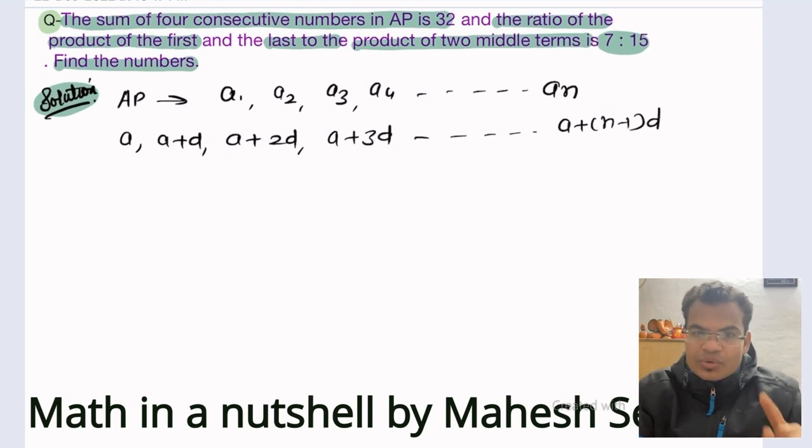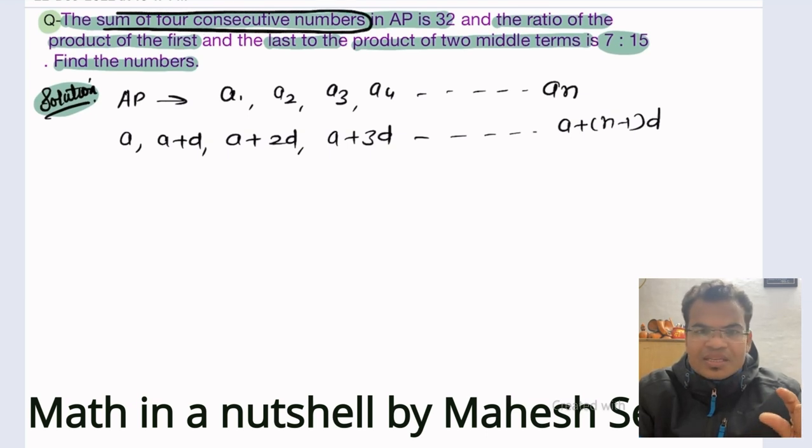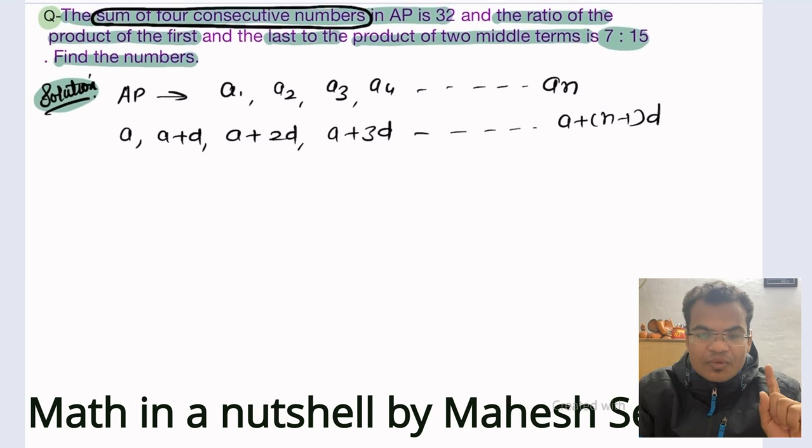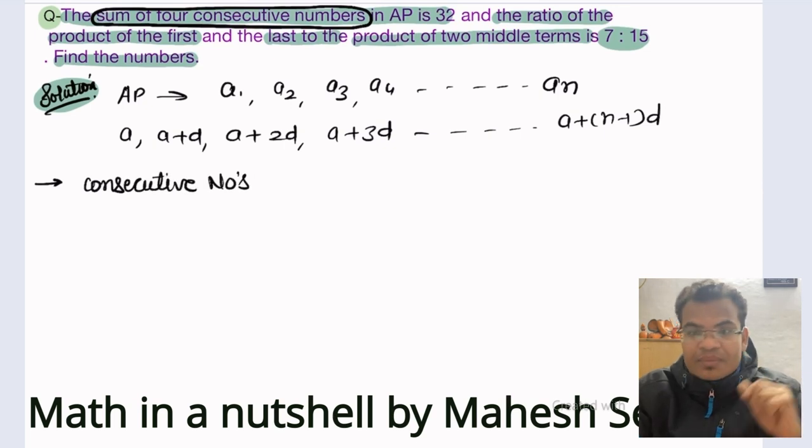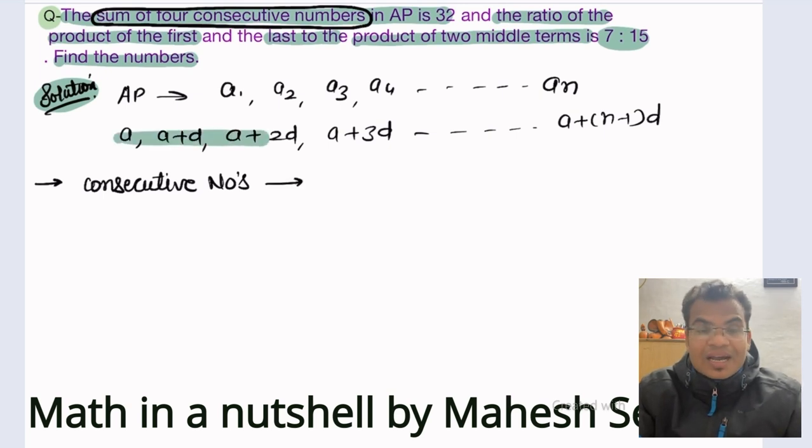Now you can take these four consecutive numbers here because he is saying the sum of the four consecutive numbers. Guys, one more important thing I want to tell you: in this kind of sums, we don't take the consecutive numbers like a plus d, a plus 2d, a plus 3d. The reason is that all the four numbers in this order are positive, so we cannot cancel anything. So I will tell you how to write the consecutive numbers.